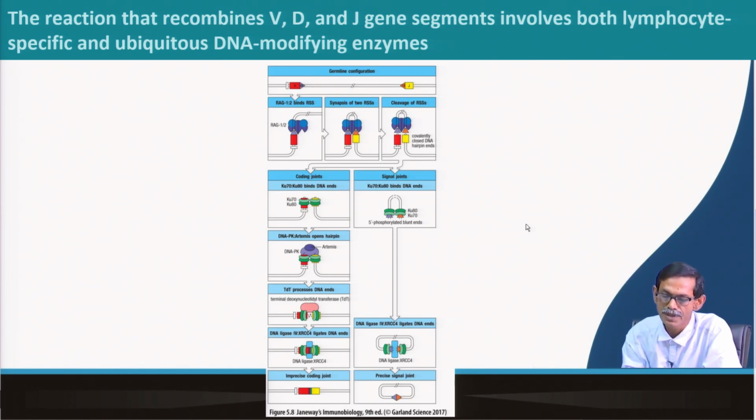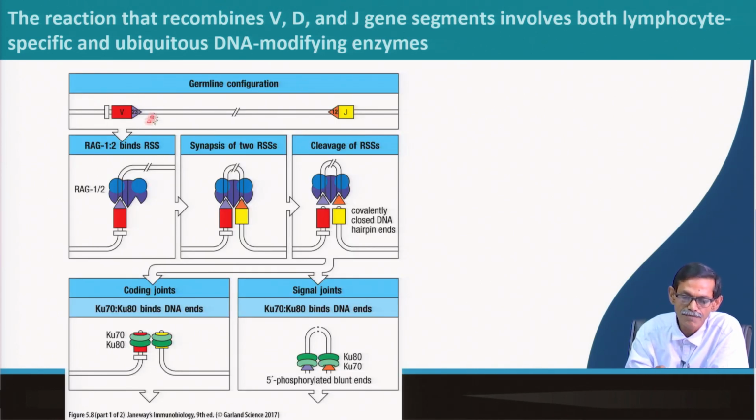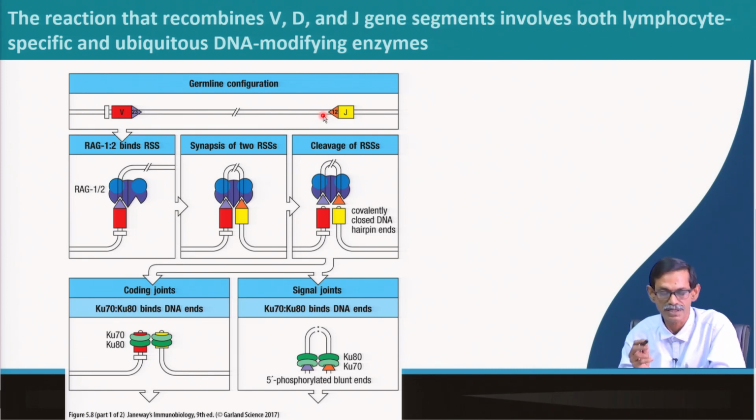Let me get the laser. If you see this V segment of the gene, and this J segment, the V has 23 and the J has 12; it is very small, so let me go to a bigger version of that. Here you can see the 23 on the V segment and the 12 on J. Now we will see how the V and J come together.